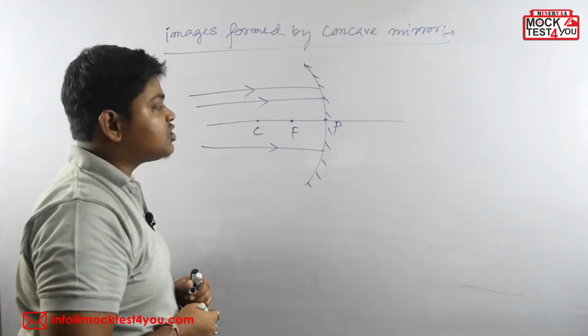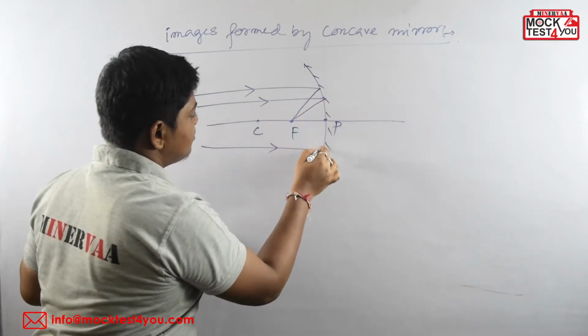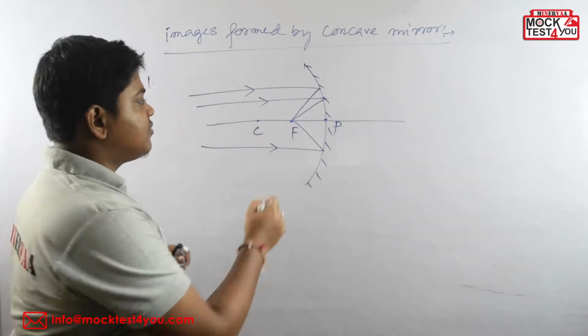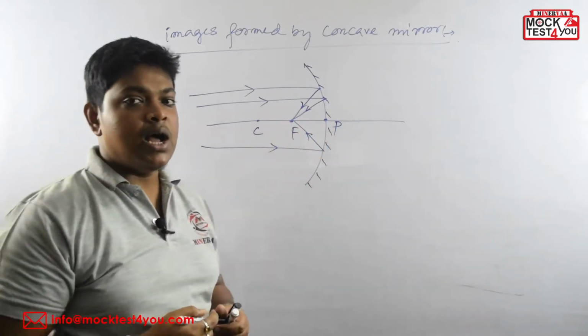So after the reflection, then what will happen? They will meet at the focus, right? After the reflection, they will meet at the focus, so they will make a point image.